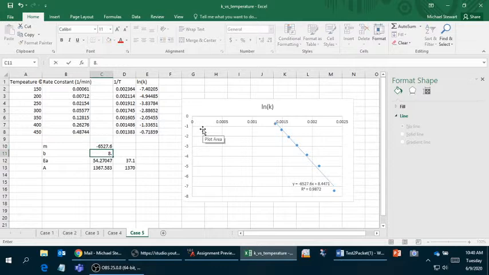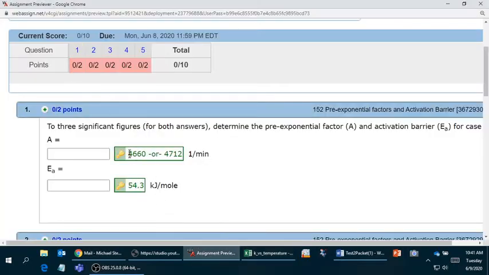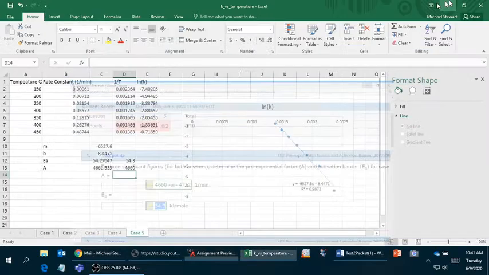and 8.4471 for the y-intercept. So that gives me 54.3 for the activation barrier to 3 sig figs and 4,660 for the pre-exponential factor. And if we go to the homework, that's what we see, 4,660 and 54.3 for the activation barrier.